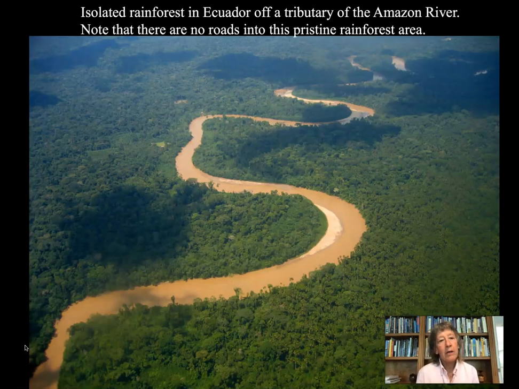I'm not going to cover all of this today, but I would like you to know this from memory. And so I'm going to start by just talking a little bit about some specific things and then try and give you a feel for tropical rainforests. This is a picture of a rainforest in Ecuador off a tributary of the Amazon River. And notice how lush this forest looks.